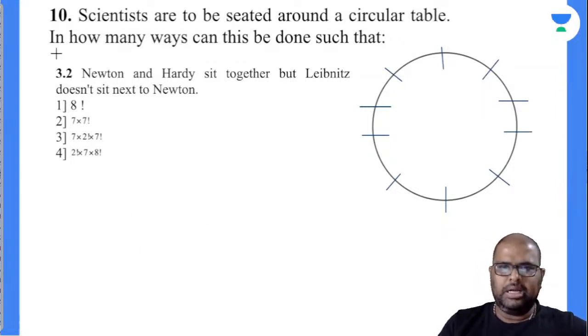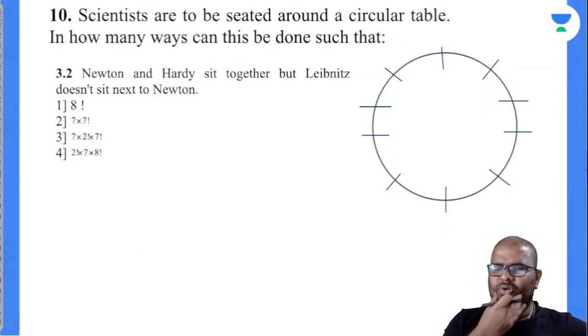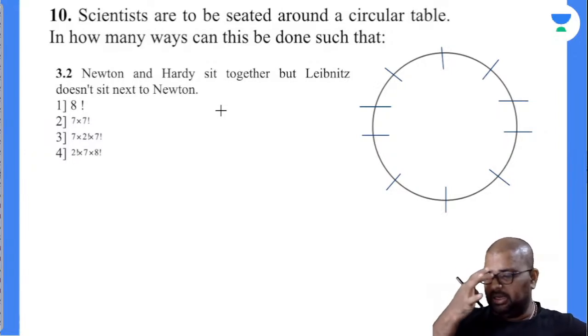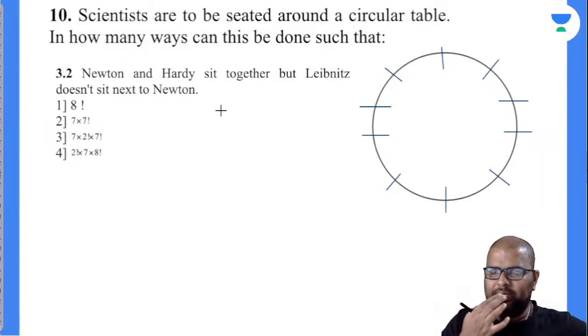Okay, done. Let's come to this. What is the question asked? Newton and Hardy sit together. Okay, but Leibniz does not sit next to Newton, it seems. Leibniz does not sit next to Newton.